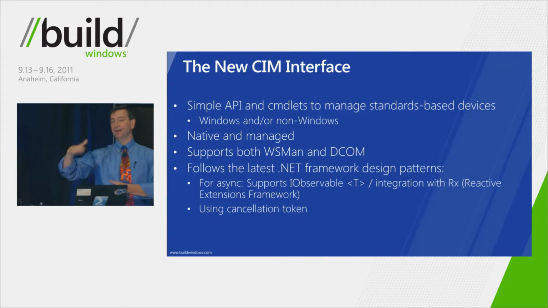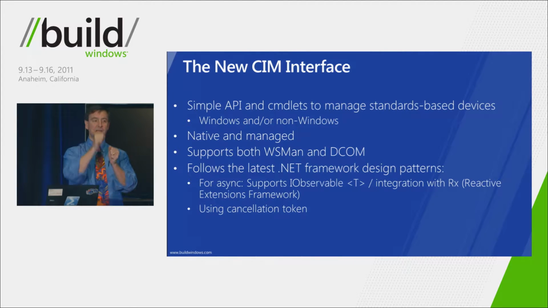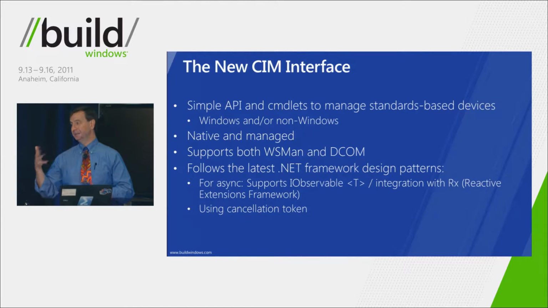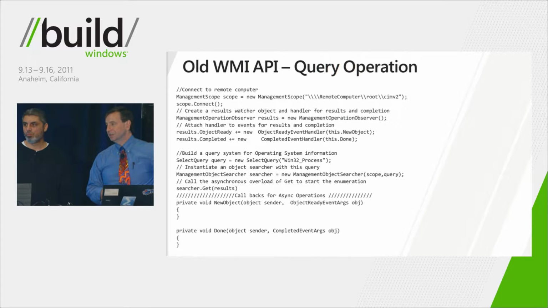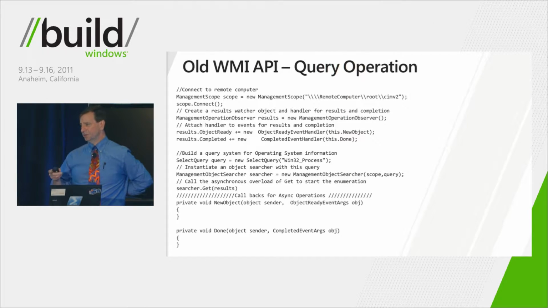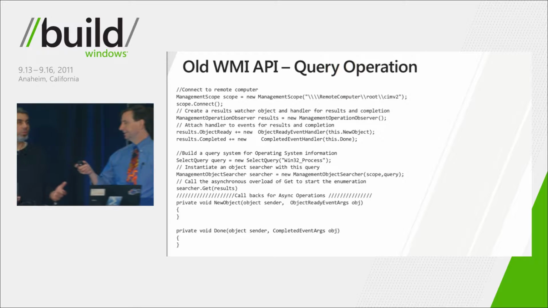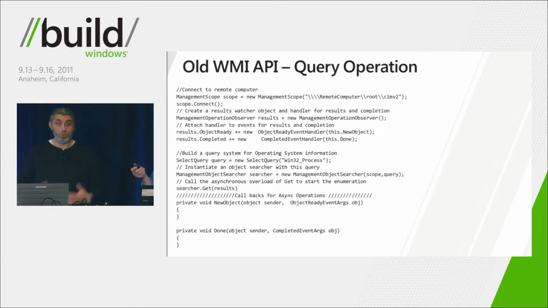Anyway, so we now have a new approach to this. We have a new API to be able to manage standards-based management. It will work across DCOM or WS-MAN. It is native and it is managed, and it's a very nice interface. The .NET interface supports the latest .NET patterns, IObservable<T>, cancellation tokens, all that great stuff. Okay, so here's an example of the old WMI API. You use a management scope, you connect to a particular namespace. You just have to remember so much. There are so many different things you have to remember just to do a query operation. Exactly, so pretty complex stuff.